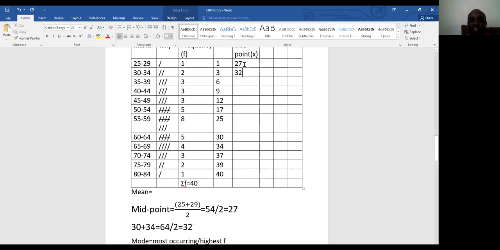Look, the difference between 27 and 32 is 5. Why? The class width for this class, 25 to 29, is 5. So everything here differs by 5, and it will continue to differ by 5. The difference is going to be 5. If the class width is even for all these classes, I just need to add 5. 27 plus 5 is 32. So here I go to 37, here I go to 42, here I go to 47, here I go to 52. It's just a plus 5.